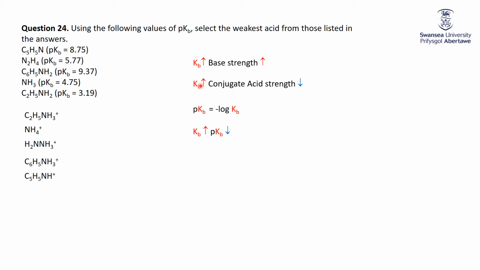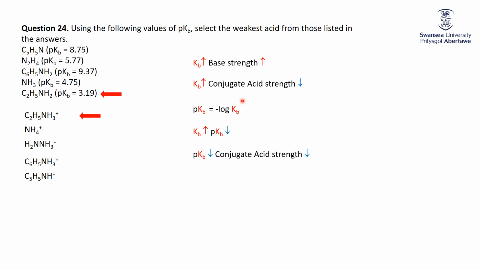The bigger the Kb, the weaker the acid. The bigger the Kb, the smaller the pKb. So in other words, putting them together, the smaller the pKb, the weaker the acid. So the weakest acid is the one that comes from the base with the smallest pKb, which is C2H5NH2, which means that the weakest acid is C2H5NH3+.